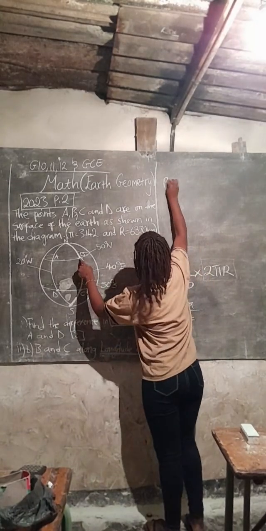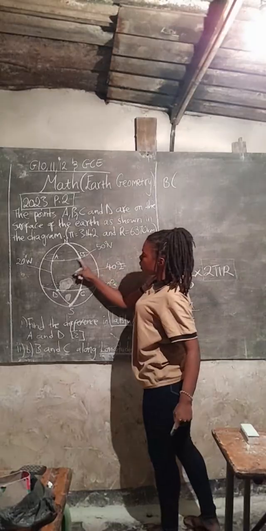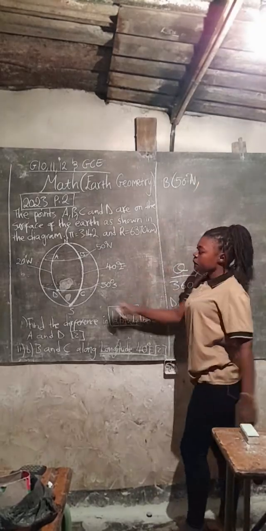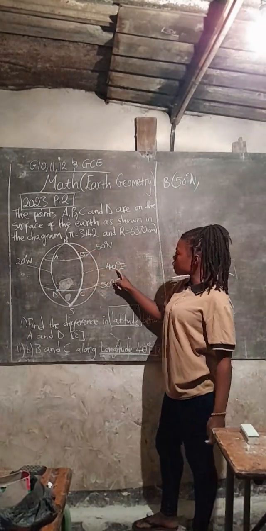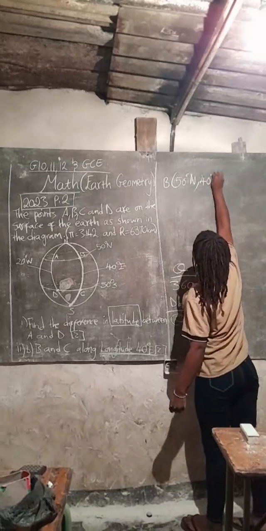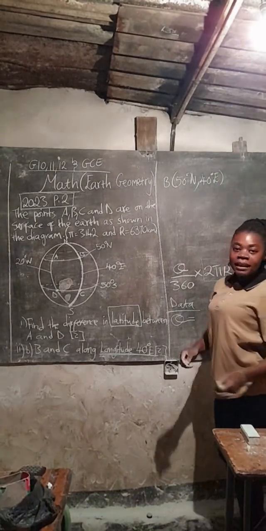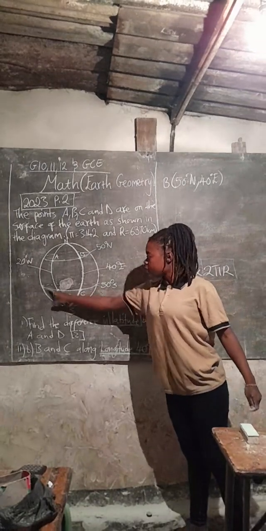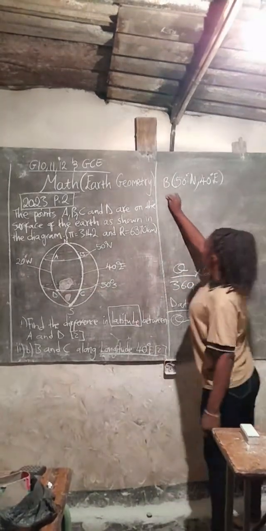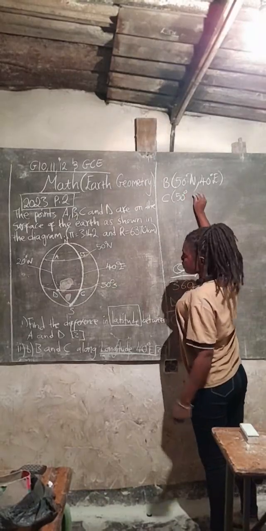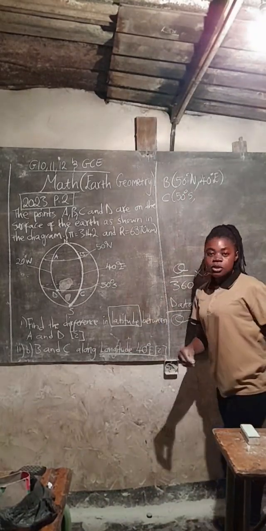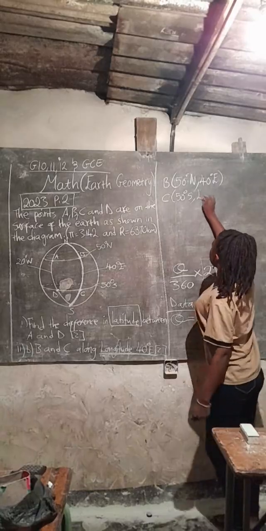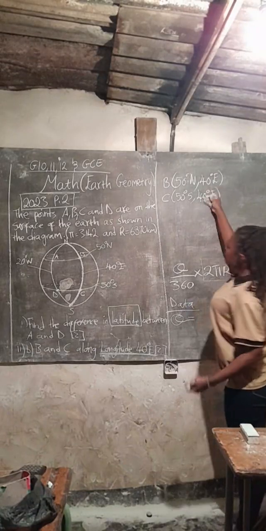So we'll start with B. Point B, open bracket, it is on latitude 50 degrees north, comma, on which longitude? This one, which is 40 degrees east. Then again, we locate point C, which is this point here. It is on this line, which is at 50 degrees south. So point C is at 50 degrees south, comma, the same longitude, which is 40 degrees east. These are the same.